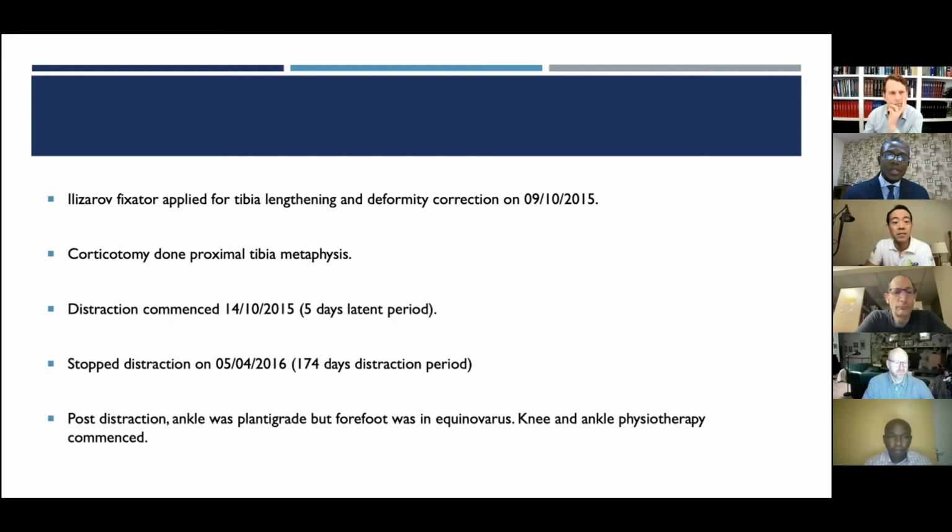So what I did was to apply a lateral fixator for tibial lengthening and deformity correction with a proximal corticotomy. If I was to deal with this case now, I'll probably have done it differently, but what I did then appeared to work. So she distracted after 5 days of latent period for 174 days. And post-distraction, the ankle was plantigrade, but the forefoot was in equinovarus. Knee and ankle physiotherapy were commenced throughout the period of distraction. Next slide.